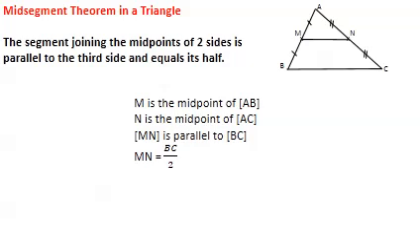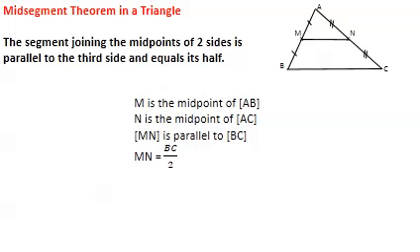if you join the two midpoints, if you construct a line, as you can see here, the line MN that joins the two midpoints, then you're going to get a straight line MN which is parallel to the base BC. Not only parallel, but it's also half of it. So if BC, for example, is 6, then MN is 3.